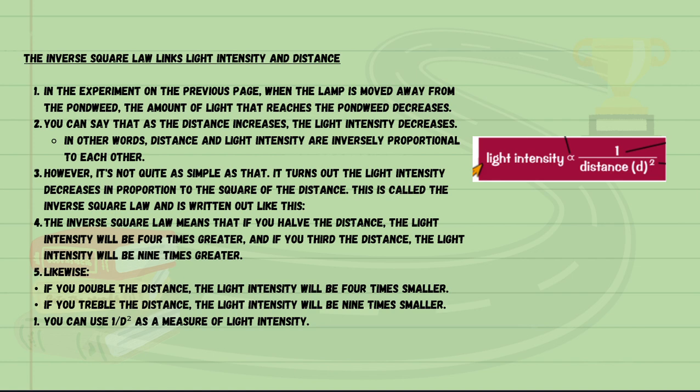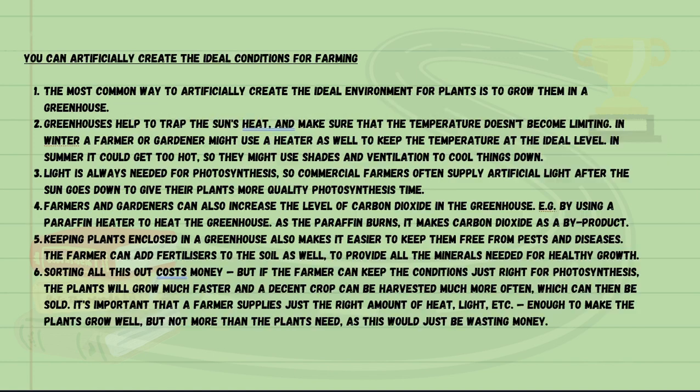And if you third the distance, the light intensity will be 9 times greater. Likewise, if you double the distance, the light intensity will be 4 times smaller. If you triple the distance, the light intensity will be 9 times smaller. You can use 1 divided by the square of the distance as a measure of light intensity.